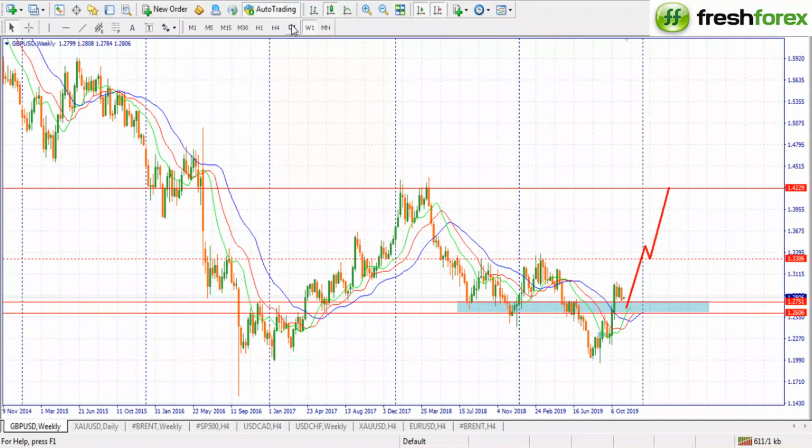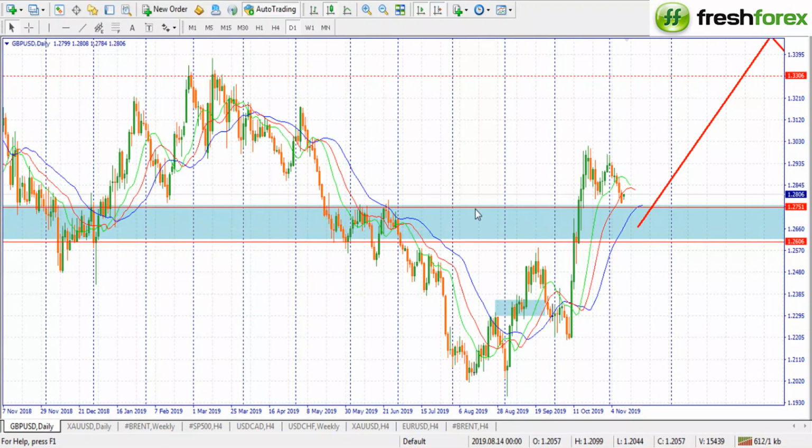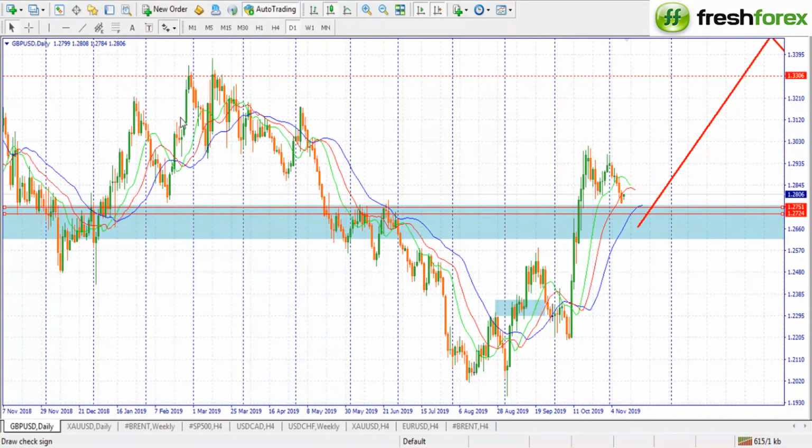The GBPSD will move to daily. Daily we have a level here. This is a very good level. We had a resistance here, we had a resistance here. Then the price went above. Somehow we are still above the same level, so we are waiting for a buy.